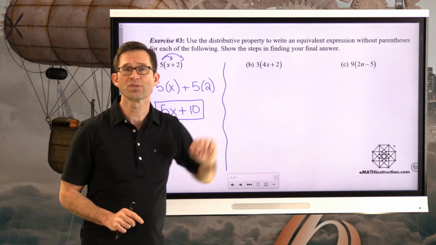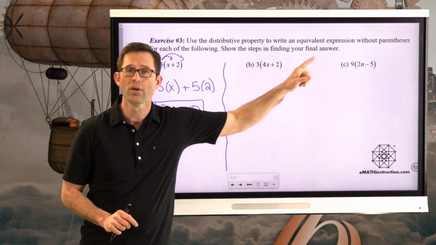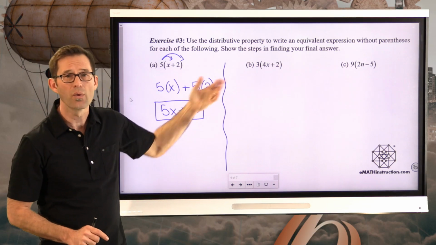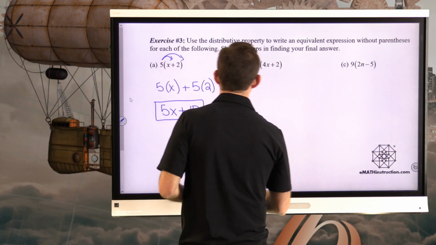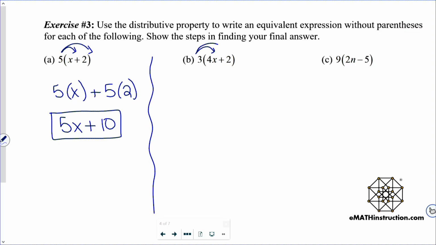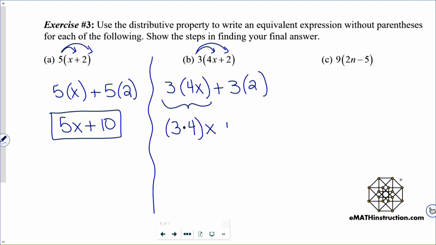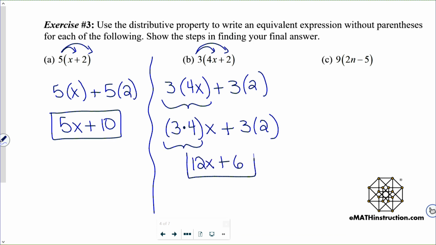This and this are slightly more complicated. Let's do this one together and have you do this one on your own. So we've got 3 times 4x plus 2, right? So what we're going to do is we're going to distribute that multiplication by 3, and that's going to be 3 times 4x plus 3 times 2. This is now when I can look at this and I can think of it as 3 times 4 times x plus 3 times 2. 3 times 4 is obviously 12, so I just get 12x plus 6.